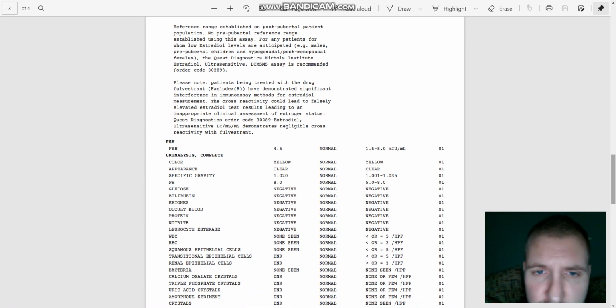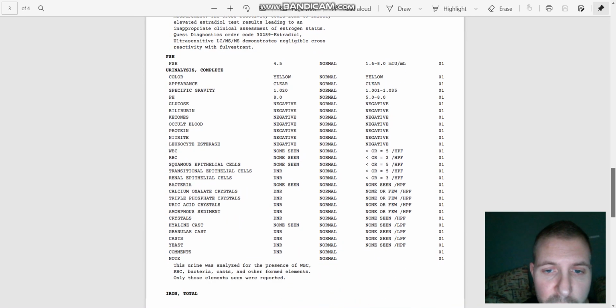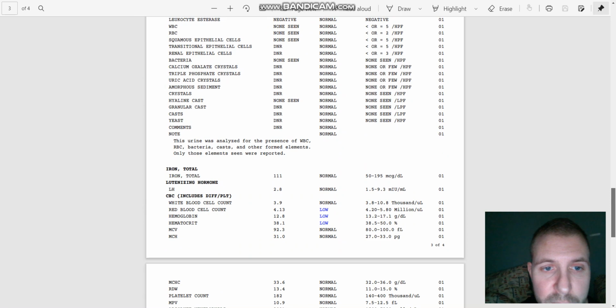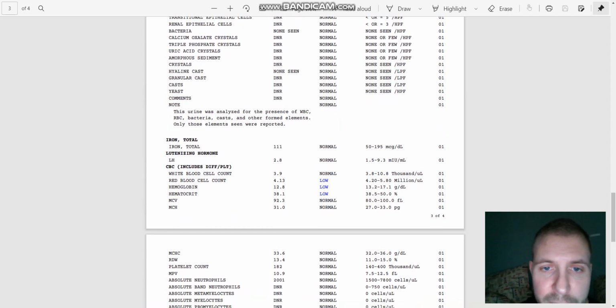FSH 4.5, it was 4.4 on the last test. It's not much of a change there. I did a urinalysis, everything came back normal, which is good. Iron 111, so that's in the normal range, but I know Leo Rex likes to talk about getting iron as low as possible to reduce cancer risk. So he says you don't actually want high iron levels.